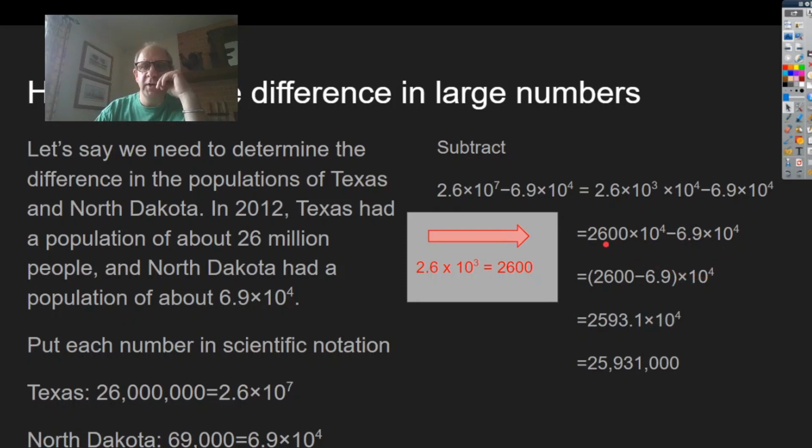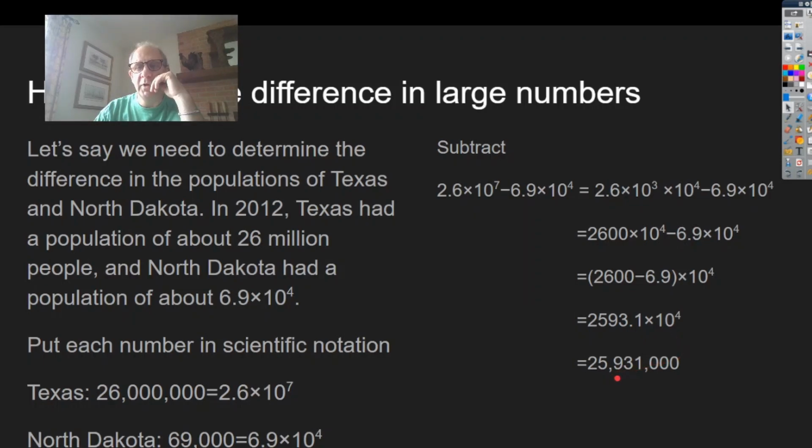Now I can say 2,600 minus 6.9 gives me 2,593.1 times 10 to the 4th. So that could be 25,931,000, which you could see would be the same. If I put it in scientific notation, it would be about 2.6 times 10 to the 7th, which would be, wow, North Dakota is like nothing next to Texas.